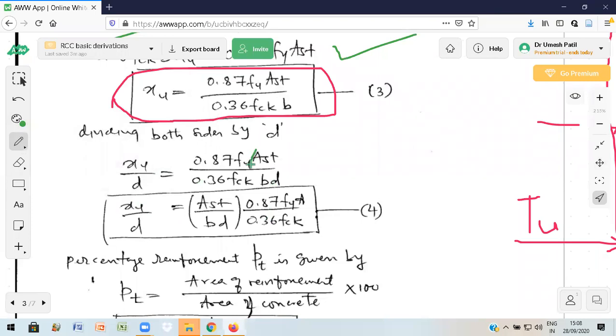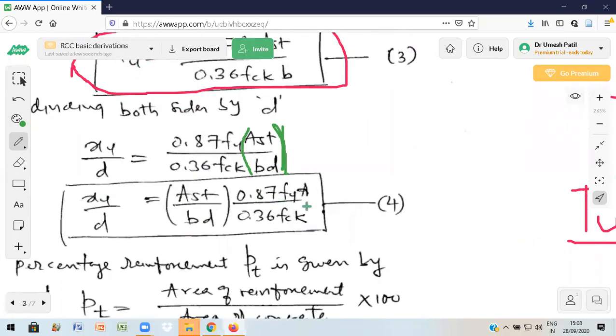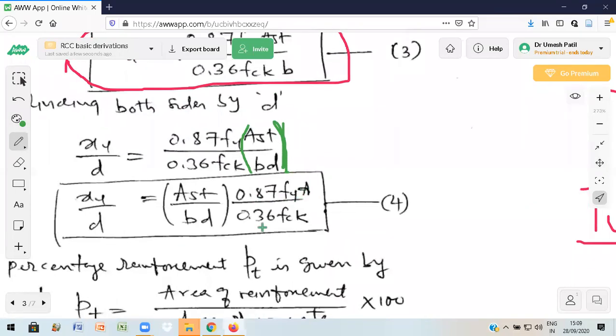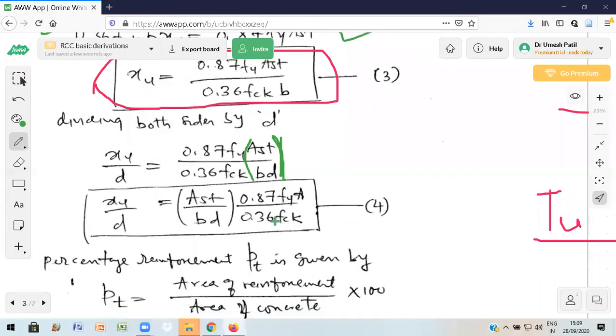Just in this formula only I'll show it. See this. This part is Ast by bd. It is taken this side, remaining as it is: 0.87 fy divided by 0.36 fck. Is it clear this one? 0.87 fy it is, this is nothing, so divided by 0.36 fck.